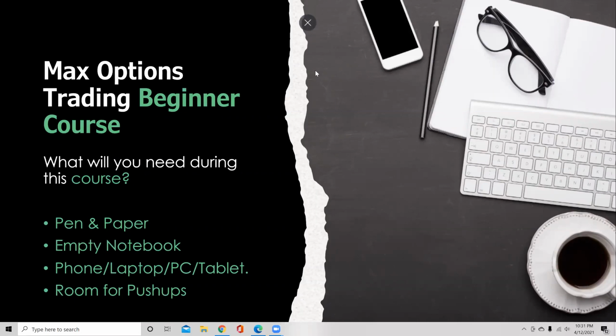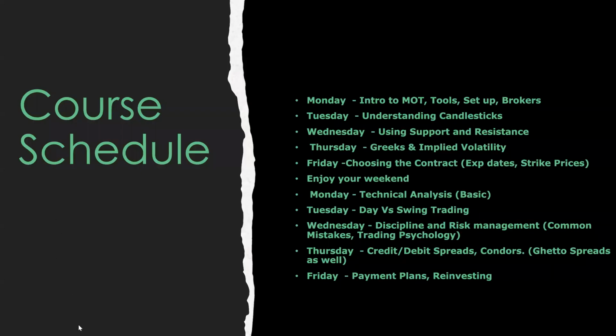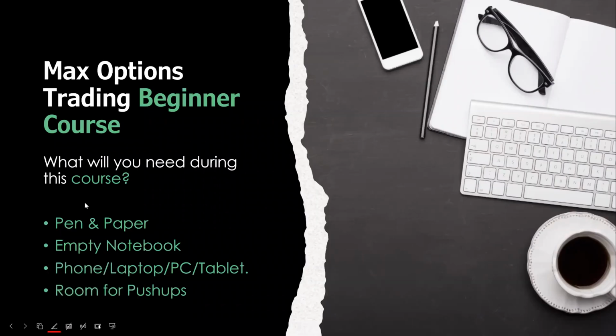All right, everybody, welcome to the Max Options Trading Beginner course. What you're going to need today is some pen and paper. Let me get my pen out for everyone. Should I use a new color today? You know what? I'm feeling freaky today. Oh, God, no, I got to use the red. Sorry, I can't do it. You're going to need some pen and paper for today's class, an empty notebook, whether you're on phone, laptop, PC, or tablet, some room for some pushies.